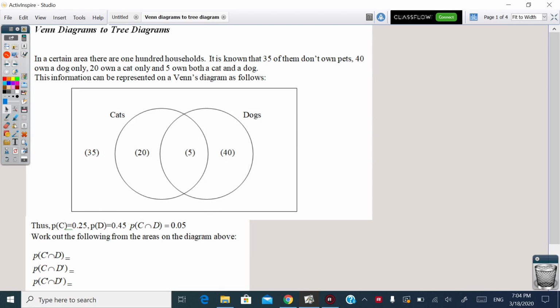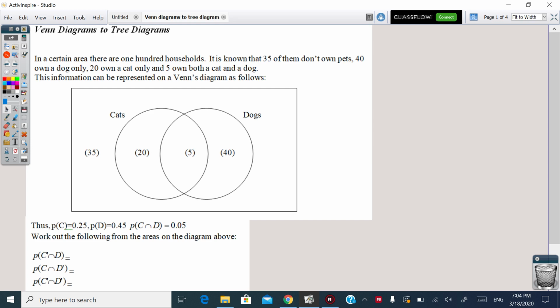So far we have seen how to use Venn diagrams to calculate probabilities, and we have seen how to use tree diagrams to represent the possible outcomes, but we have not seen how to use tree diagrams to calculate probabilities, and that's the objective of this lesson.